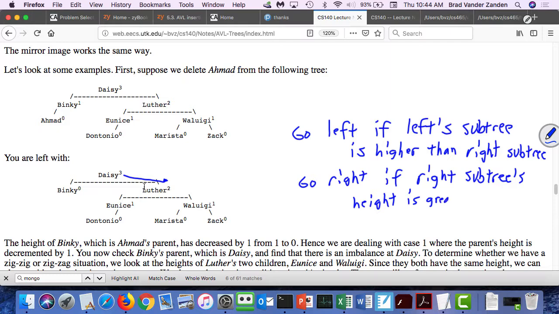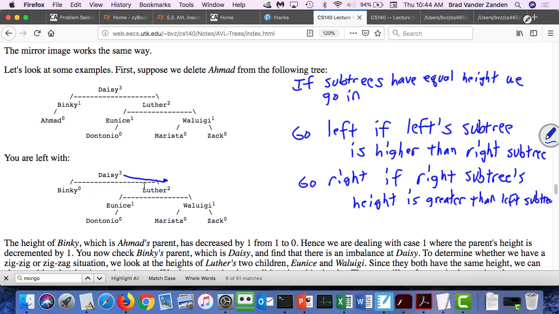So if subtrees have equal height, we go in the direction that creates a zigzag case. Why do you think we go in the direction that creates a zigzag case? We have a choice. We're making a choice in favor of zigzag. Why? It's more efficient. Very good. We care about efficiency. A zigzag only requires a single rotation. A zigzag requires a double rotation. So the zigzag is more efficient. So given a choice with equal height subtrees, we will go in the direction that gives us a zigzag.